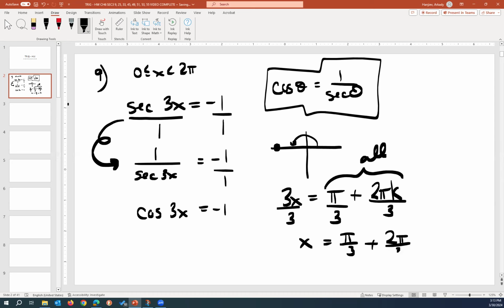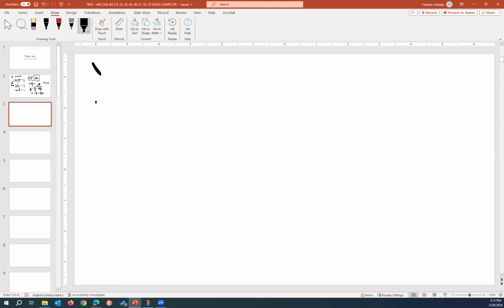2 pi over 3 k. And so remember the number of revolutions. So think about this here. This is the number of revolutions we want. So when k is equal to 0, that's going to be 1 revolution. When k is equal to 1, that's going to be 2 revolutions. When k is equal to 2, that'd be 3 revolutions. So we need 0, 1, and 2 for this part right here. So let me do them over here on the next slide here.